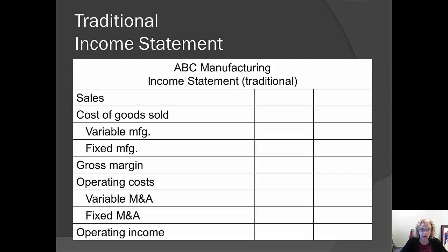Here is a format for preparing a traditional income statement according to GAAP. That would be using full absorption costing. So our sales revenue is going to be the 6,000 units that we sold times the $60 per unit selling price, $360,000. Now we need to compute cost of goods sold.